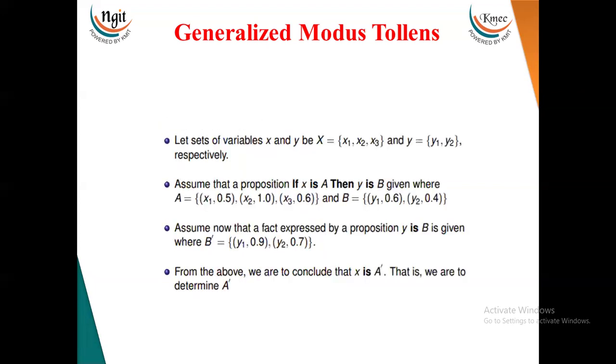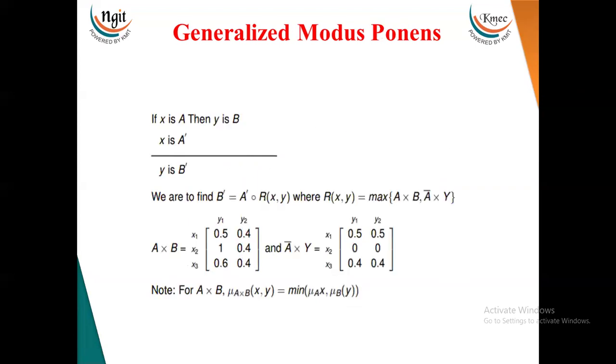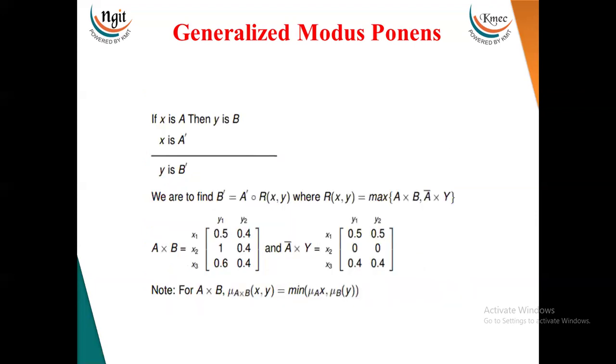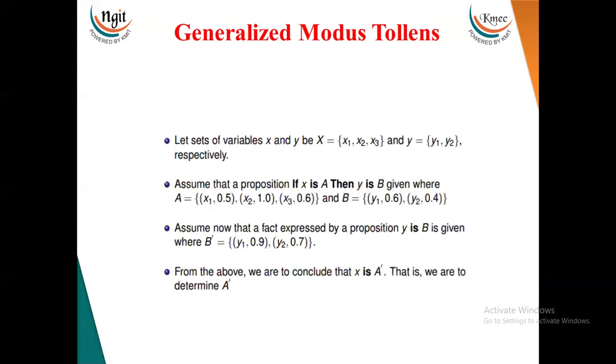Done. So these are the exact two formulas you have to remember. So B dash equal to this one, A dash equal to this one. So these two formulas you have to remember in order to find the inference rules with the help of modus ponens and modus tollens.